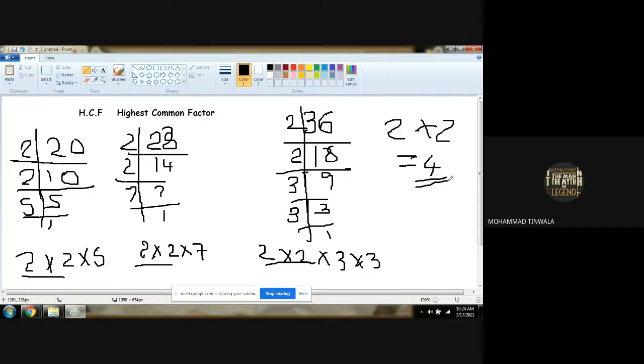Did you understand or not? Any doubt with this HCF? Now we are at our last topic of this chapter, that is LCM. Okay? LCM. Chalo.